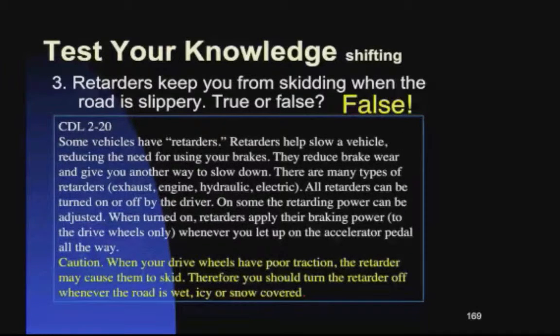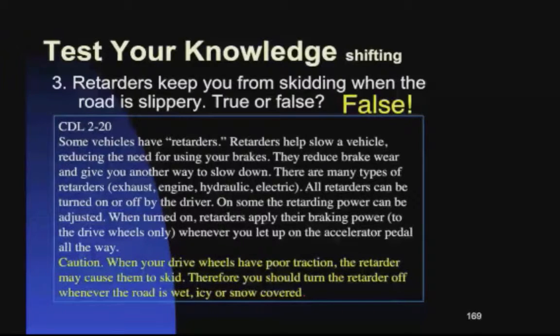Question 3. Retarders keep you from skidding when the road is slippery. True or false? False. Some vehicles have retarders. Retarders help slow a vehicle, reducing the need for using your brakes. They reduce brake wear and give you another way to slow down. There are many types of retarders: exhaust, engine, hydraulic, electric.